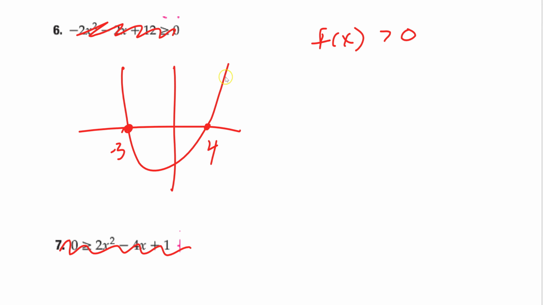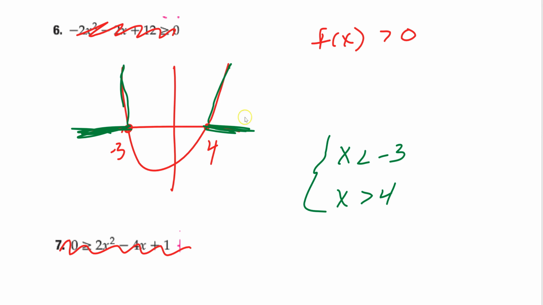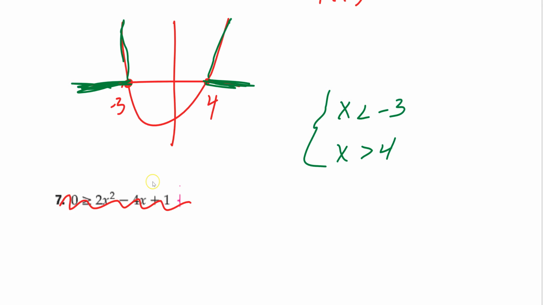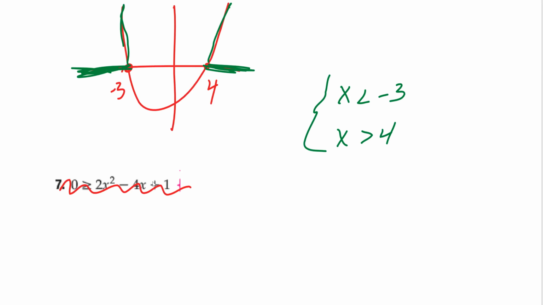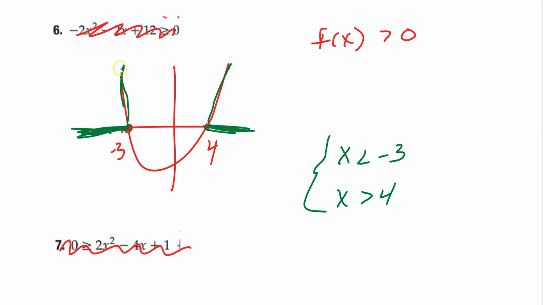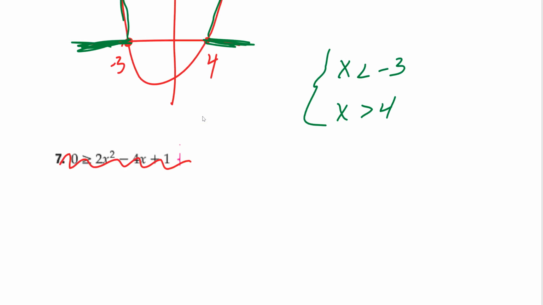Right, if you look at your graph, you're like, wait, right here it's bigger than 0, so it's this part. And right here it's greater than 0, so it's this part. So you would say x is less than negative 3, and x is greater than 4. Right, both those parts. That's kind of the idea of this one. You just want to graph it. If you have a graph, where is it greater than 0, where is it less than 0?